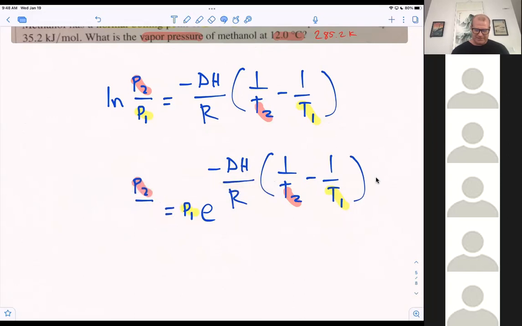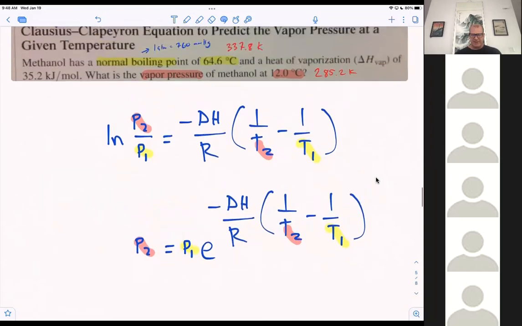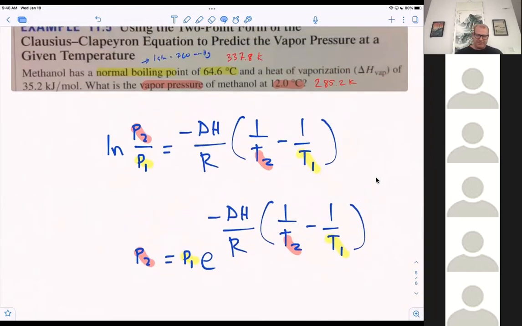It's good to make sound effects too. Make sound effects when you do the math. Okay. I like to go ahead and do all the algebra first. Now we put in the numbers.